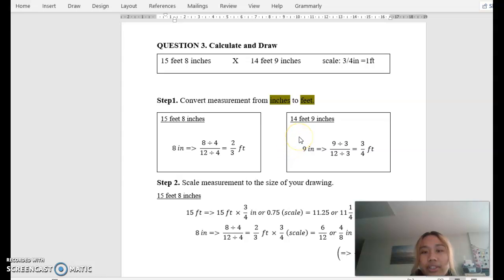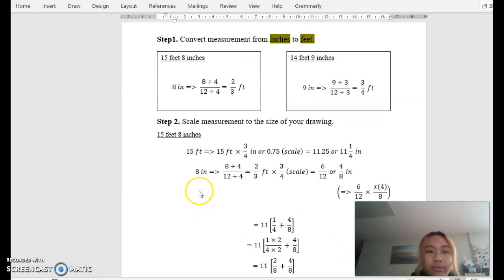Now for the second conversion, 14 feet 9 inches. Again, 14 feet is already in feet, so we only need to convert 9 inches. 9 inches is equal to 9 over 12, since there are 12 inches in 1 foot. We can reduce 9 over 12 to lowest terms again: 9 divided by 3 gives us 3, and 12 divided by 3 gives us 4. Now we have 3/4 feet. That is for our step 1.